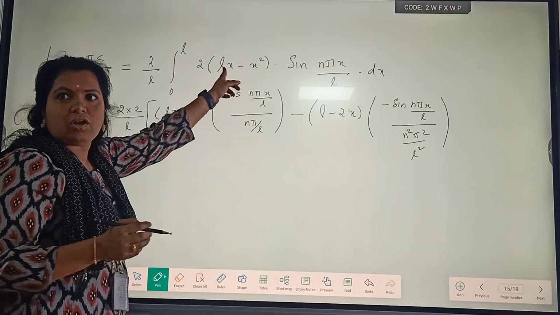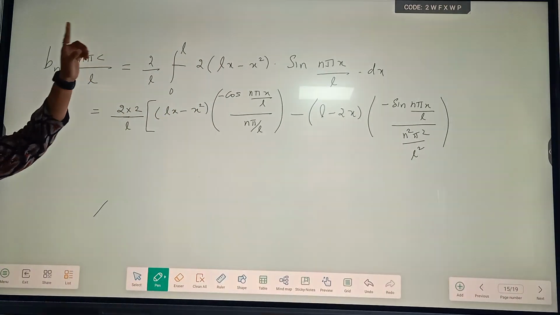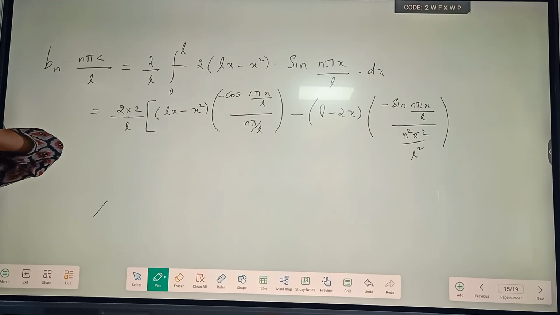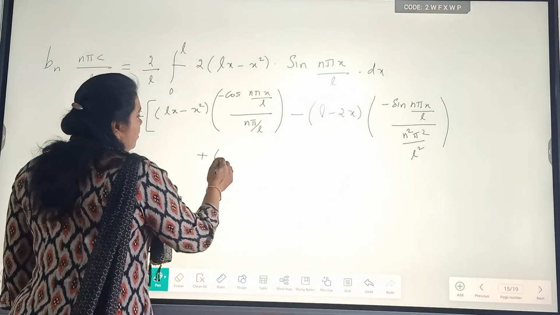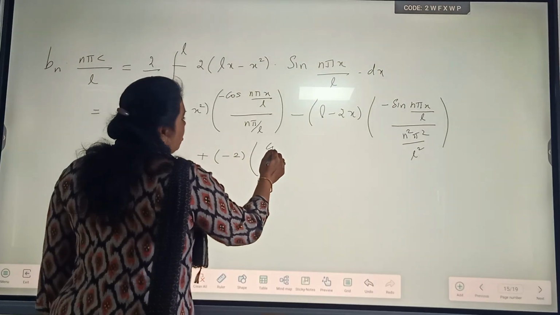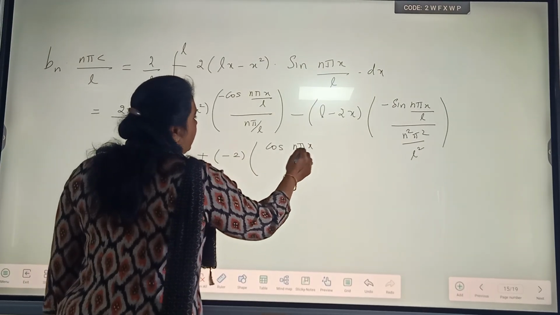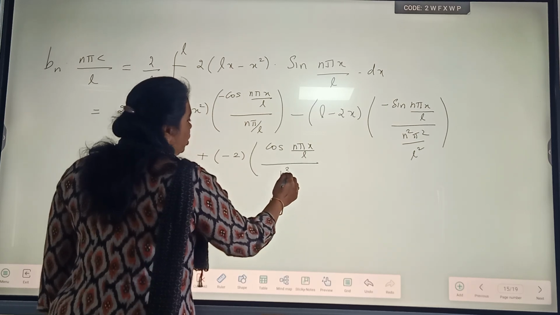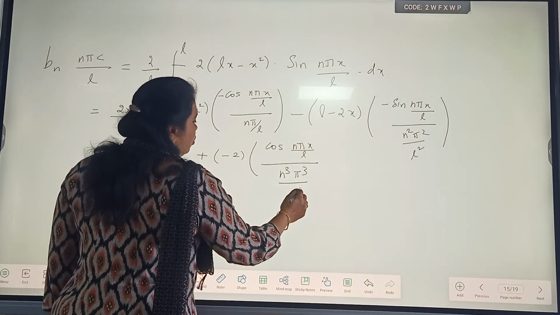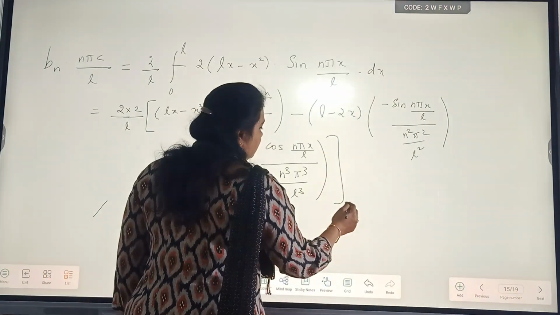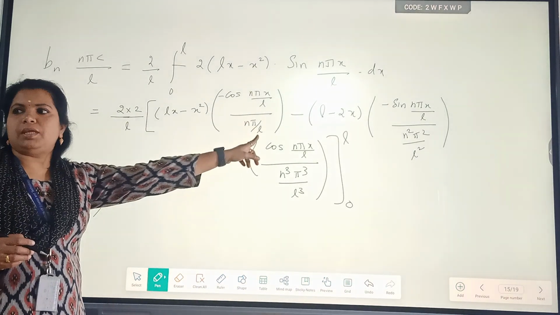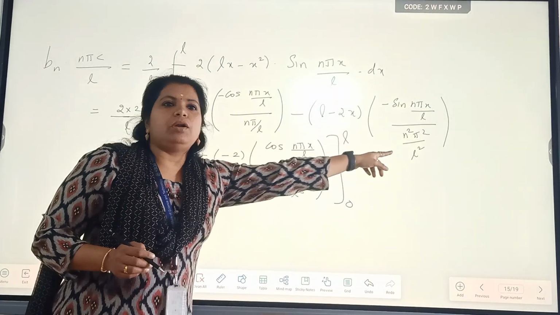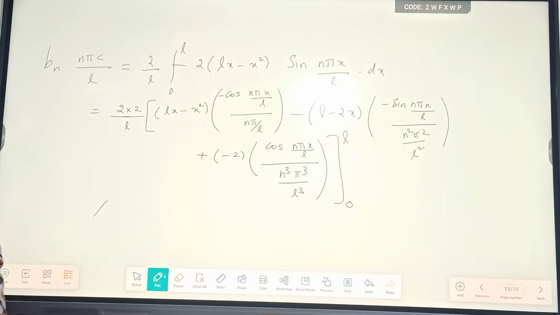Is the question correct or not? 2 into Lx minus x. What are you getting here? Plus minus 2 into cos n pi x by L divided by n cube pi cube by L cube. So integration of sin is minus cos by something, and keep on increasing your denominator value to get like this.